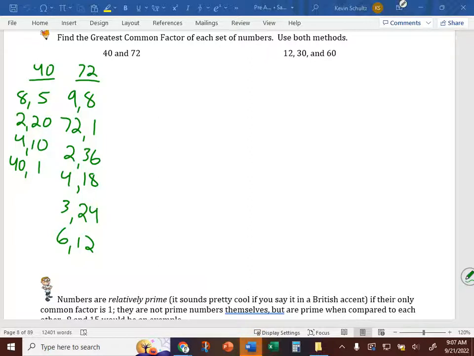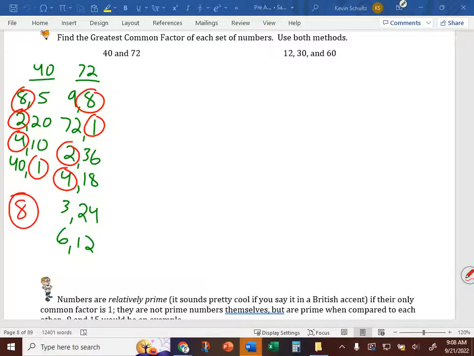So we've listed the factors. Now we look for the common ones. What are some common factors? I see that 1 appears in each of them, and they both have a 2, they both have a 4, they both have an 8. I think that's all. So, mirror, mirror on the wall, which is greatest of them all? What's the biggest number? Thank you. 8. And so the GCF would be 8. The greatest of their common factors is 8.